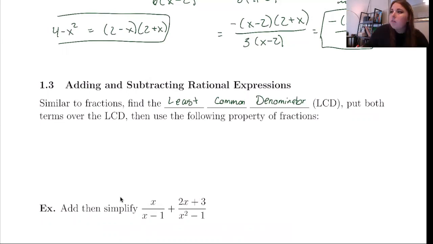I always think of, is it like 4 and 6? Yeah, 4 and 6. You wouldn't do 24. It would be 12. And you would multiply them by different numbers, not each other.